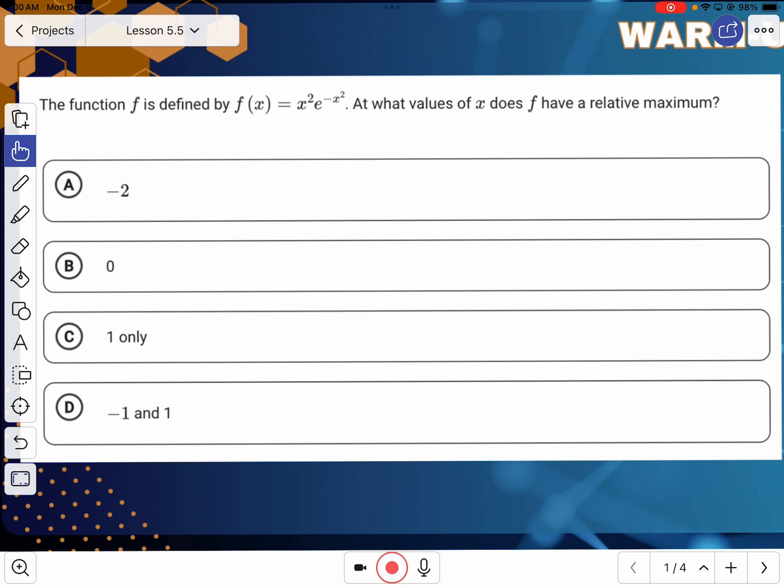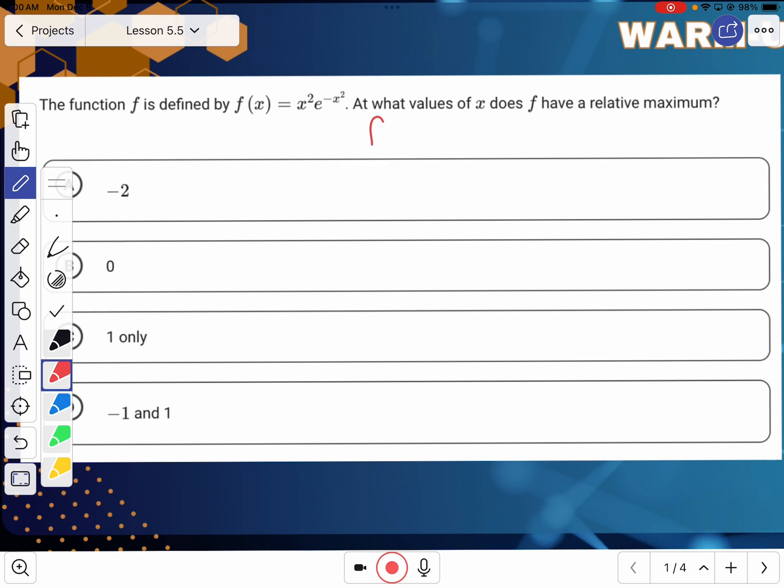All right, so let's take a look. The function f is defined by f of x equals x squared e to the negative x squared. At what values of x does f have a relative maximum? All right, what we need to do to figure it out? Yeah, we got to do a derivative, okay? It's a product rule. So first times derivative of the second, e to the negative x squared.